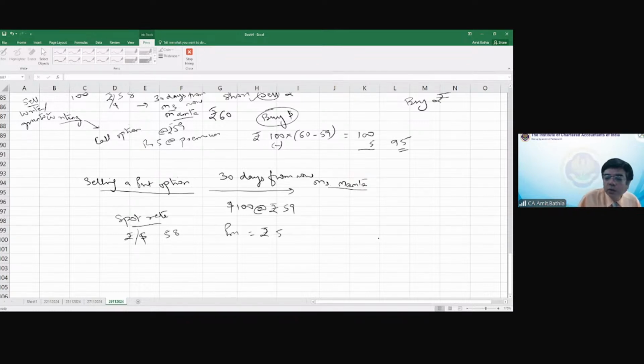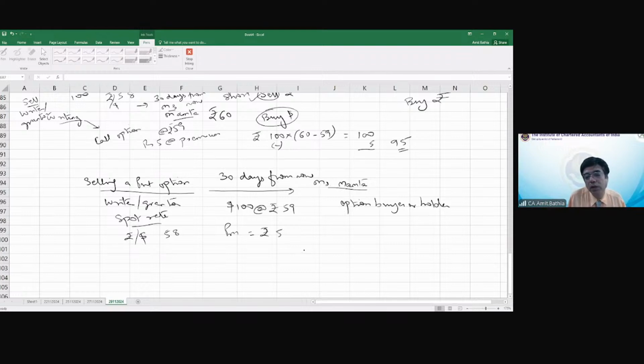Now, Ms. Mamta decides to exercise this offer and accepts it. So she has paid 5 rupees to me. What am I known as? I am known as the writer or grantor, and Ms. Mamta is known as the holder of the option, the option buyer or option holder. Now she has paid 5 rupees.